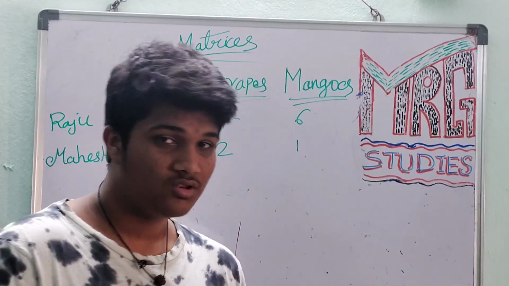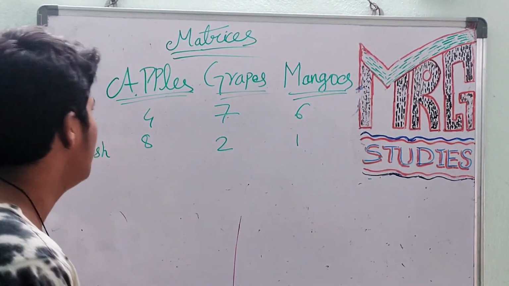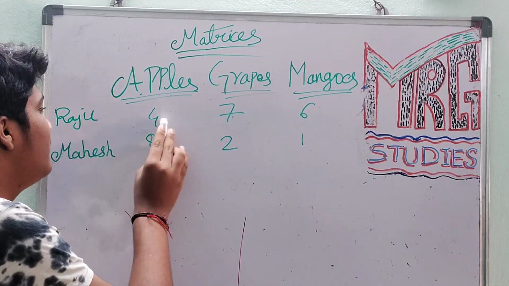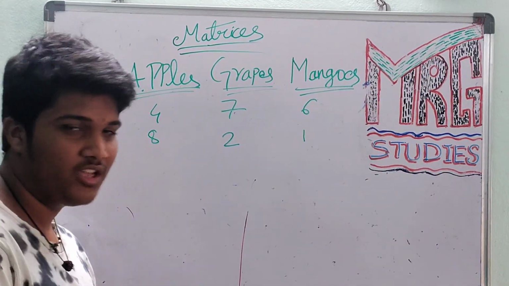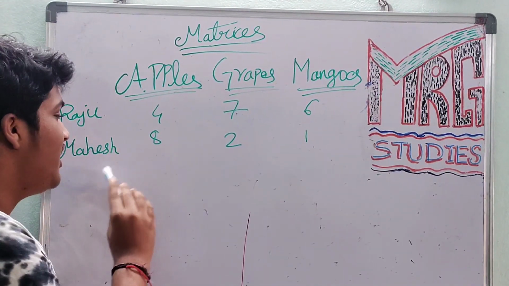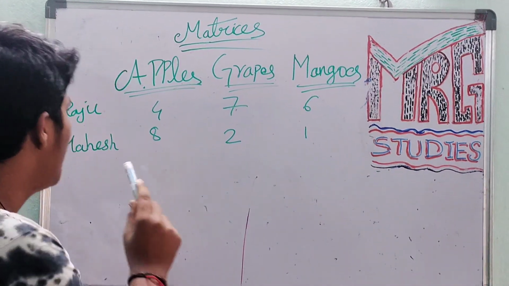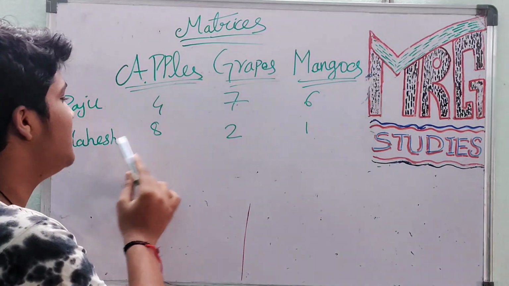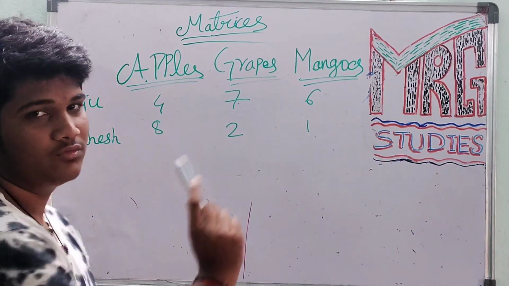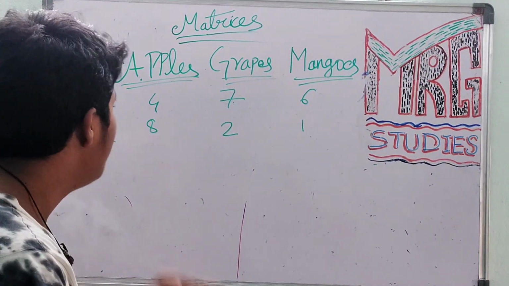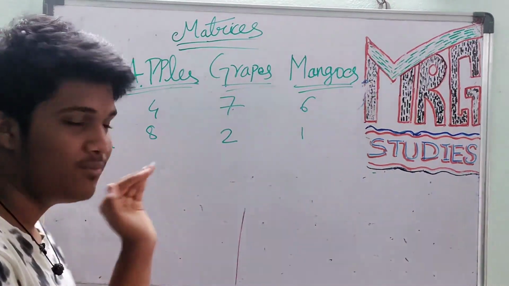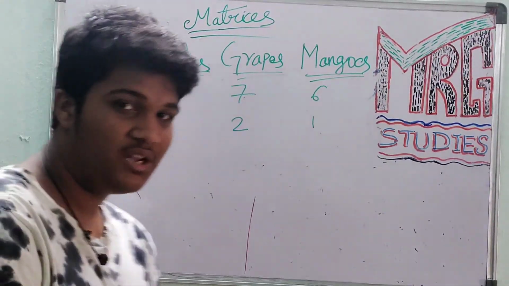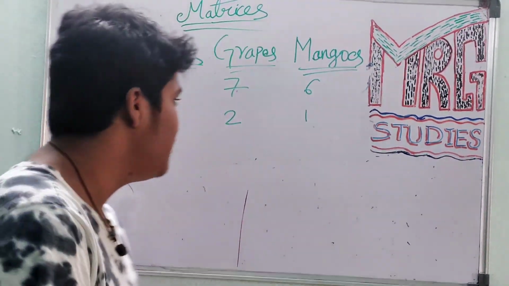Okay, friends? See, for example, Raju ate 4 apples and Mahesh ate 8 apples. Raju ate 7 grapes and Raju ate 6 mangoes. Mahesh ate 2 grapes and 1 mango. Now we should represent this in matrices. How many fruits Raju ate, we should represent that in matrices.